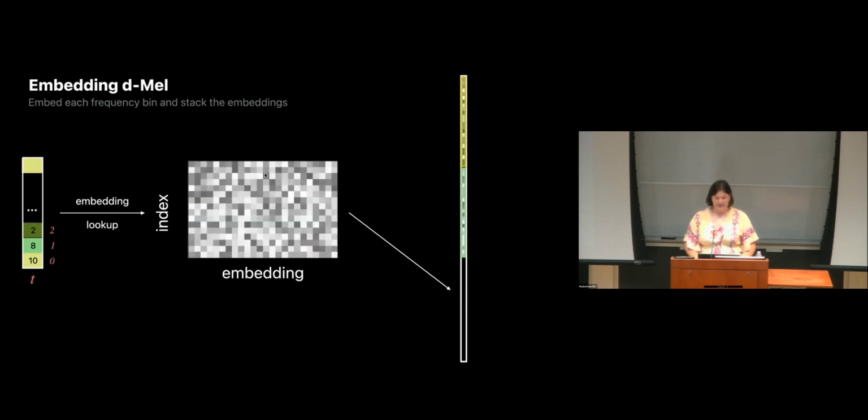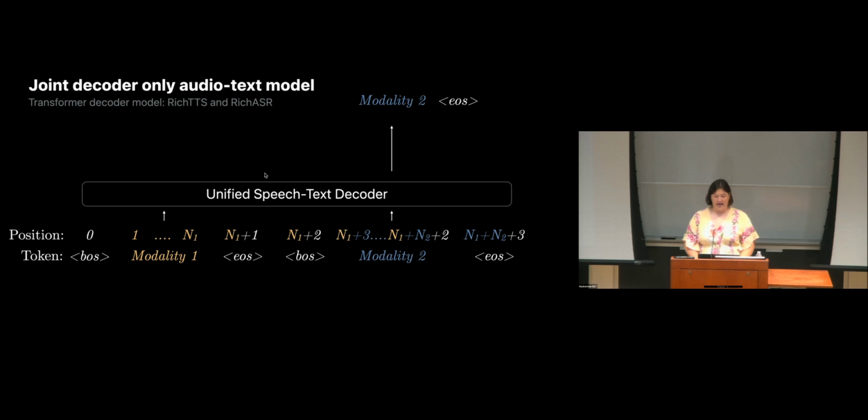Okay, so for every frequency bin, you map it to the embedding. You stack all the embeddings, and this is your representation for the time T. So now we have the unified speech-text decoder. I don't know why everyone now calls decoder architecture an LLM. This is for me a kind of strange thing. So this is really a decoder architecture.